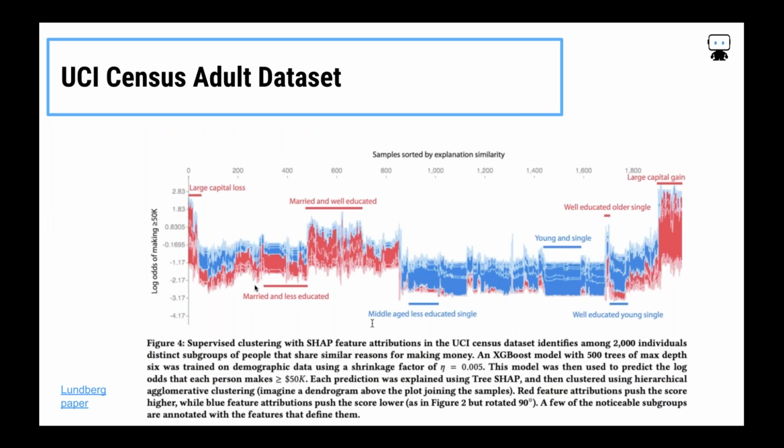Here's another example. This is one from Scott Lundberg. If you want to go out and see this in an academic paper, Scott published this a couple years ago, where he used hierarchical clustering to take those explanations. And then you can see here how he was able to identify various groups using the classic adult data set as well.